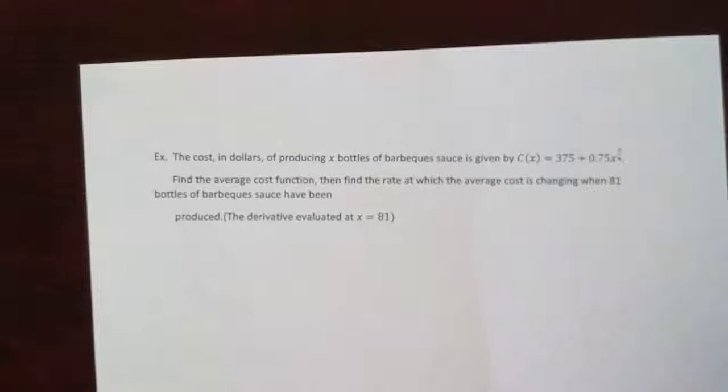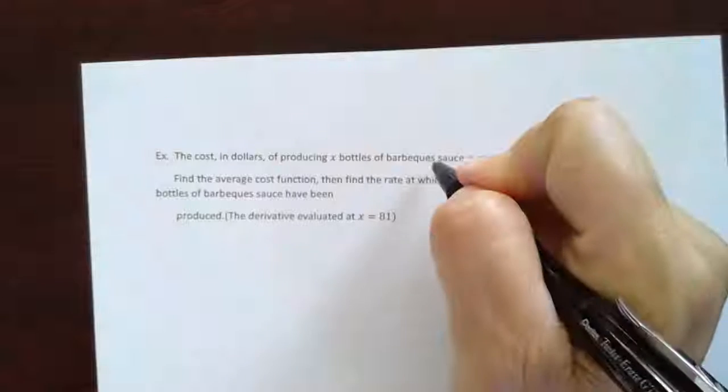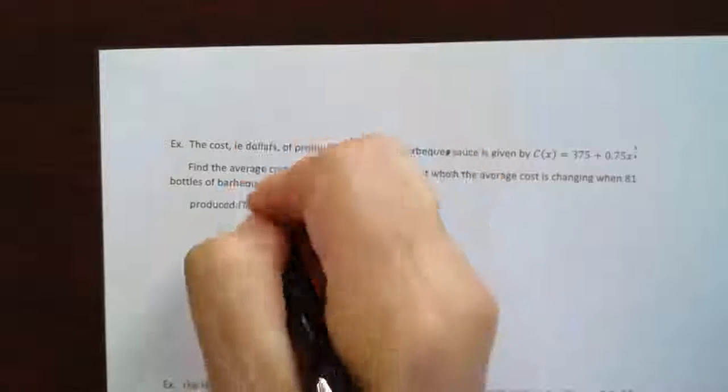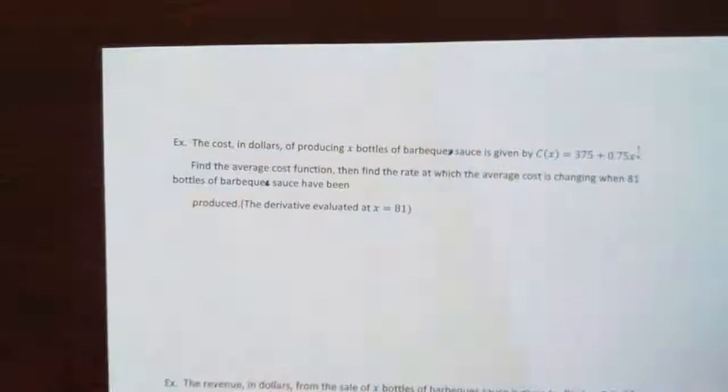Okay, so then the cost in dollars of producing X bottles of barbecue sauce is given by C of X equals 375 plus 0.75 X to the 3/4 power. Find the average cost function, so this is in general. Then find the rate at which the average cost is changing when 81 bottles of barbecue sauce have been produced.